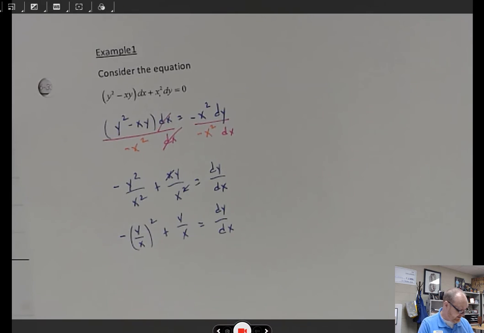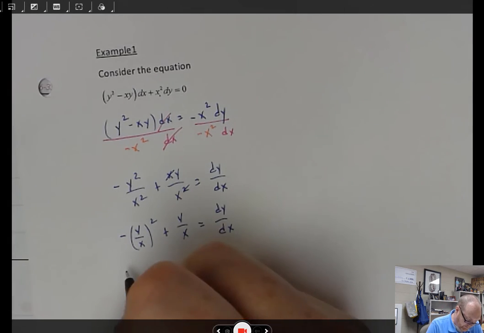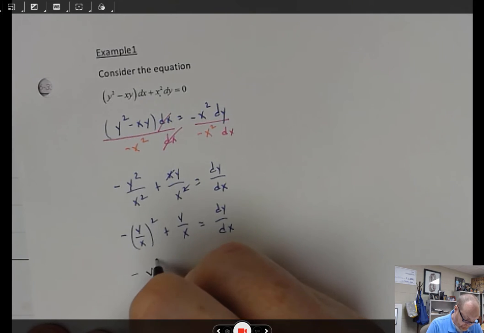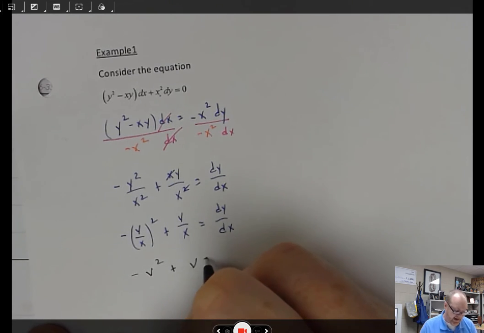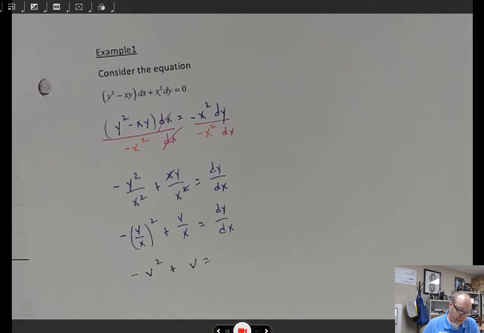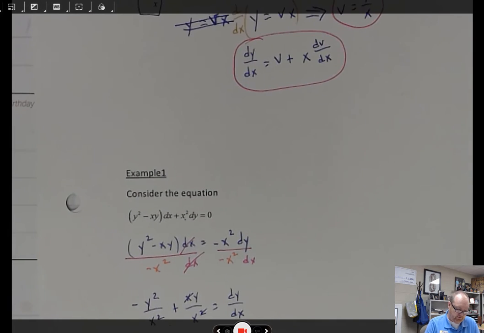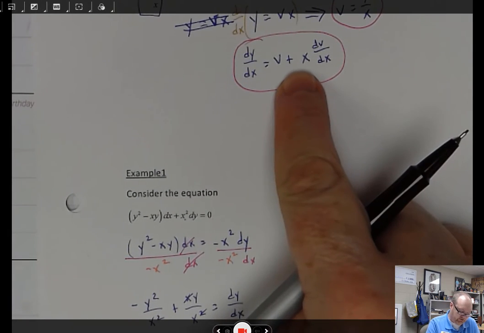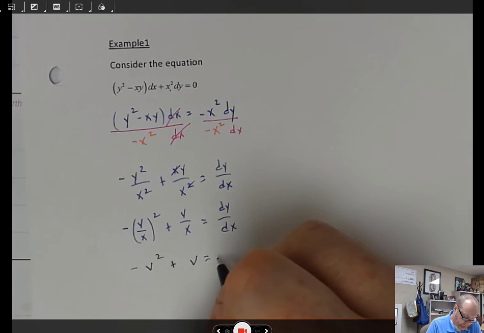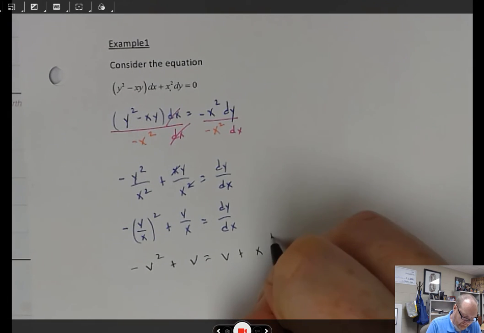So now I can make a substitution. Everywhere I have a y over x, I can replace it with v. And everywhere I have a dy over dx term, I can replace it with all of this, which is a v plus x dv dx.